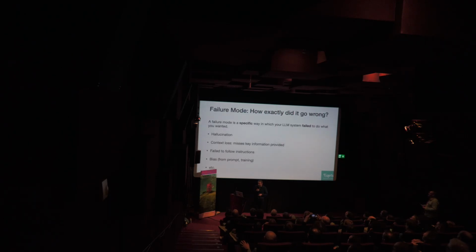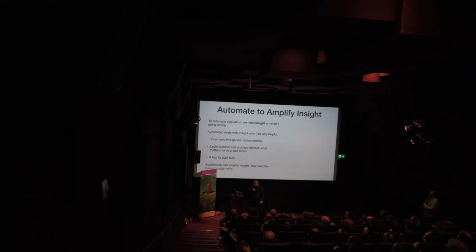A specific way in which an LLM can fail: hallucination. It lost the context. It forgot that I told the LLM that I was by bike. It didn't follow the instructions in the prompt. It has bias because of its training or just because of the model that it is, etc. There's a lot of this stuff. We'll come back to those two concepts in a bit.